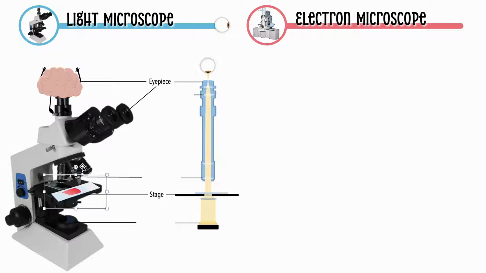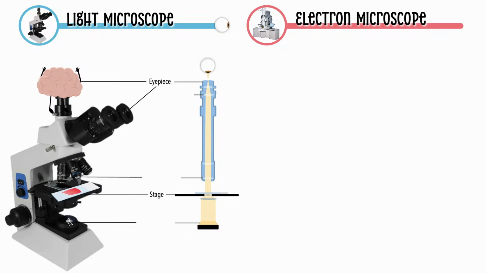Very simple. Now, this part right here is the light source. This is where the light is going to shine from, through the sample, into here, into here, into your eyeballs. That's the basic idea. Now, obviously, the light microscope will magnify the image, right?